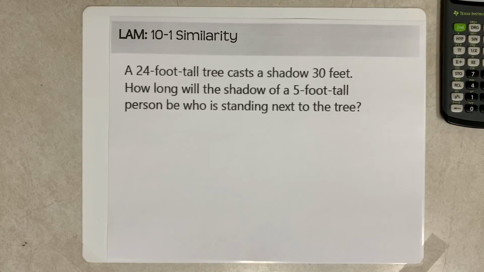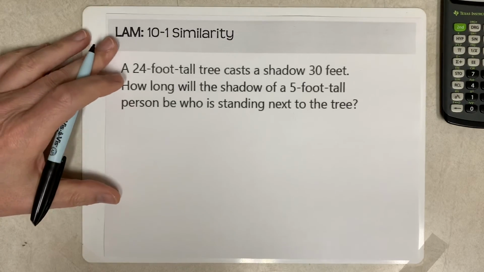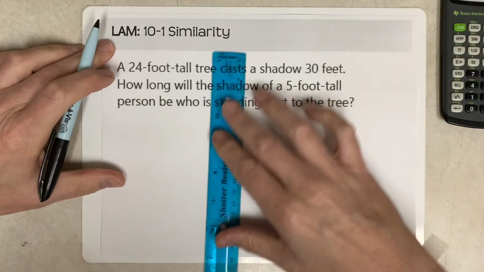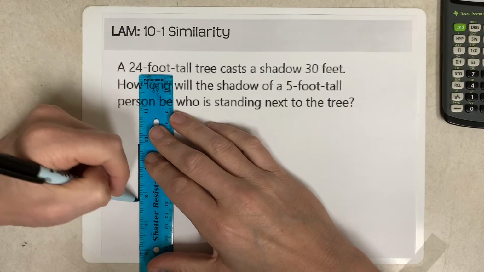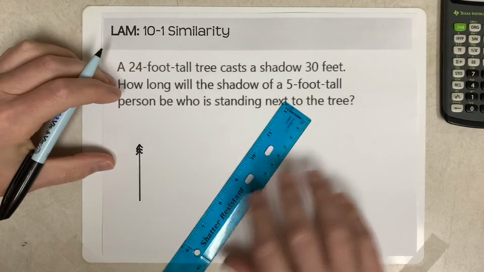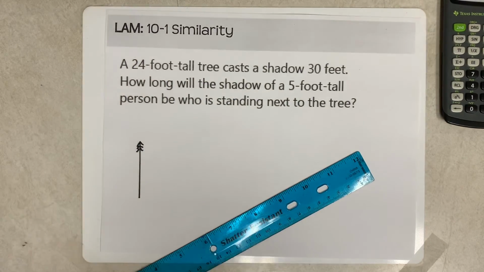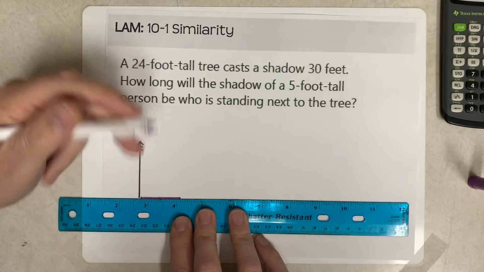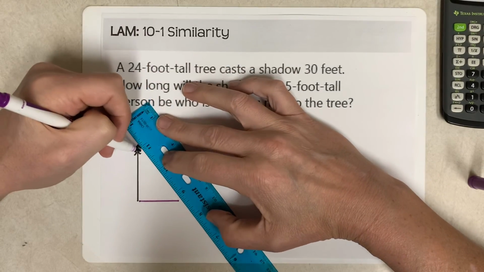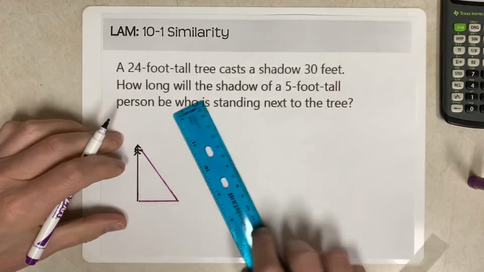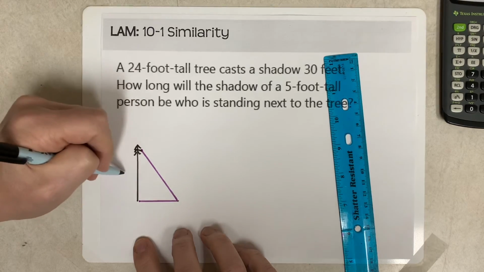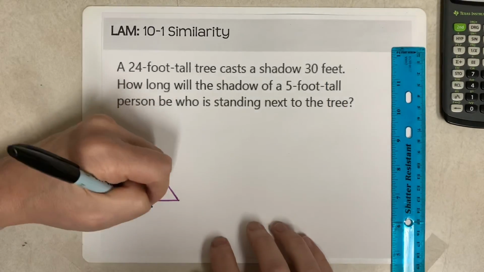This one: a 24-foot tall tree casts a shadow of 30 feet. How long will the shadow of a 5-foot tall person be who is standing next to the tree? Okay, so let's do a tree over here. And we're going to have a shadow, so I'll use another color. And depending on the time of day, it depends on if it's a long shadow or a short shadow. So I'm just going to draw a basic shadow. Okay, so we have a 24-foot tall tree, so that's 24. It casts a shadow of 30 feet.